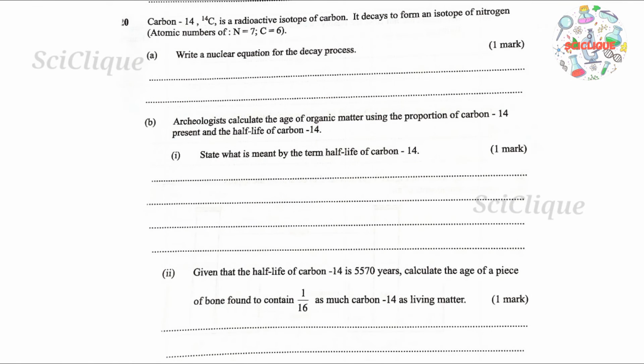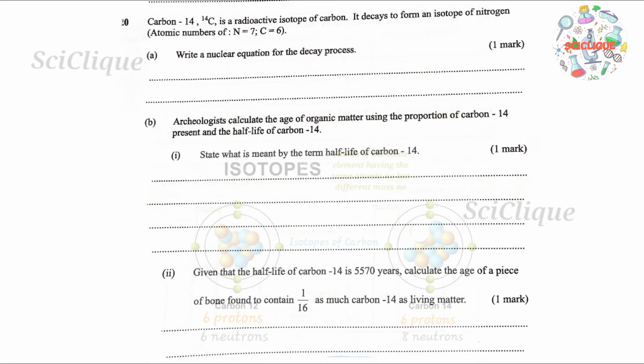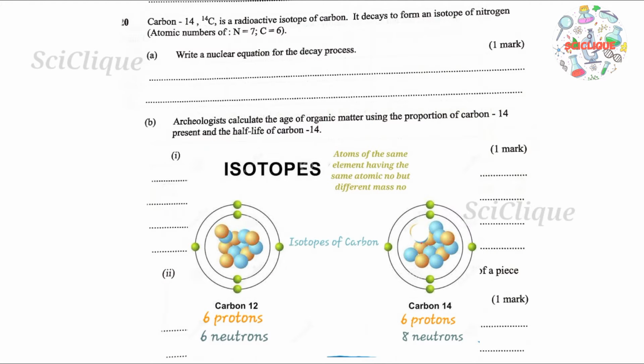Moving on to question 20. Carbon-14 is a radioactive isotope of carbon. It decays to form an isotope of nitrogen. Part A. Write a nuclear equation for the decay process. Let's start with the term isotope. So what is an isotope? Now, isotopes are atoms of the same element.